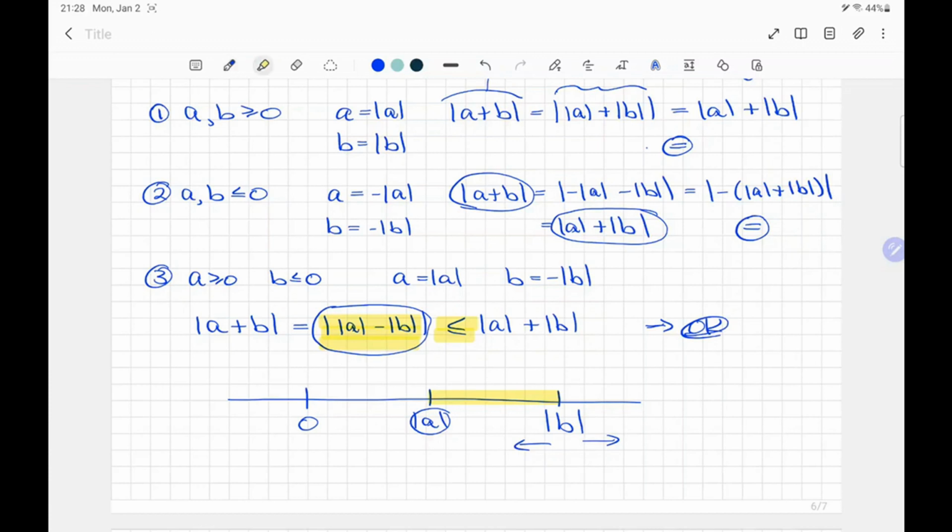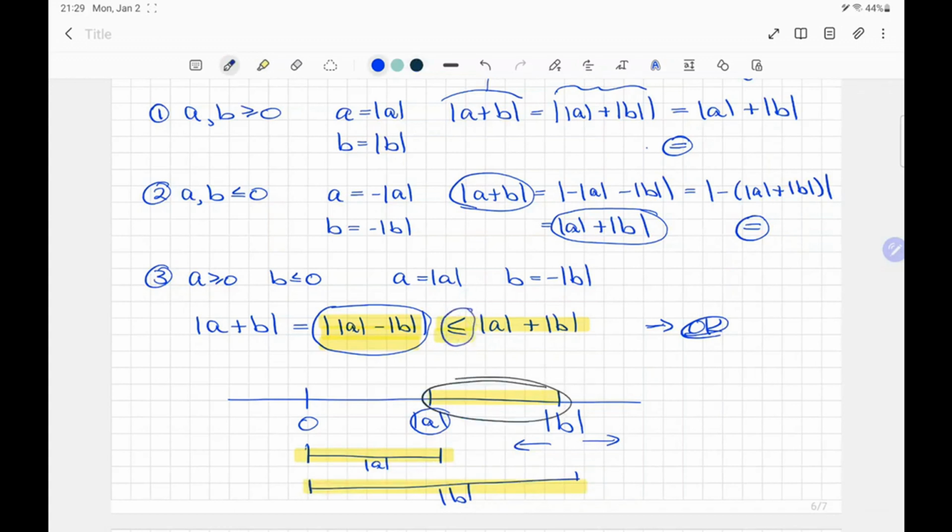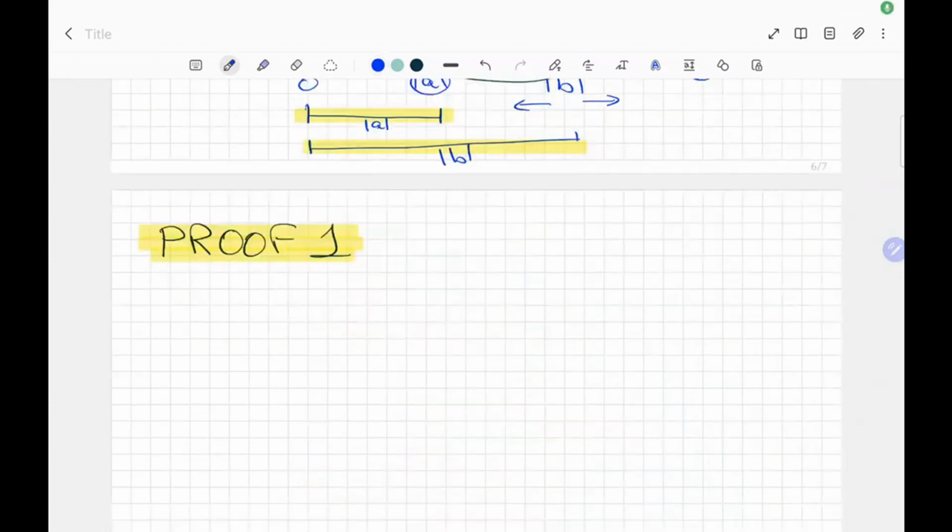On the other hand, if we take a look at the right side, the sum of these two absolute values actually represents the sum of this distance, which is the absolute value of a, and this distance, which is the absolute value of b. And the sum of these two distances is always going to be greater than or equal to this distance, from which we see that this less than or equal sign actually makes perfect sense. Now, in the fourth situation, the reasoning is exactly identical, and we end up with exactly the same situation, which means that we always find that the triangle inequality holds true. So let's take a look now at a couple of proofs of the triangle inequality.